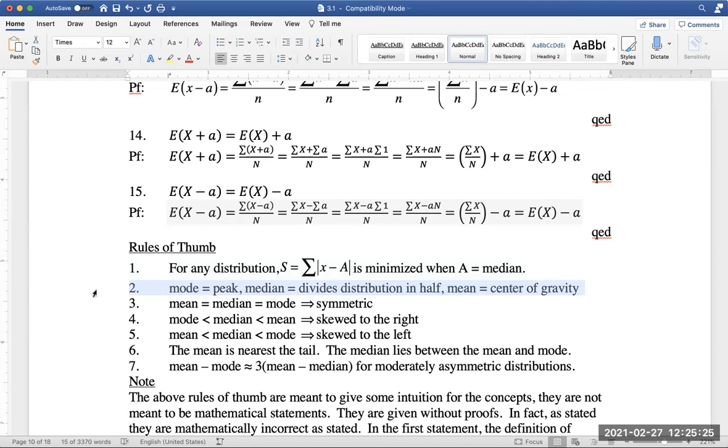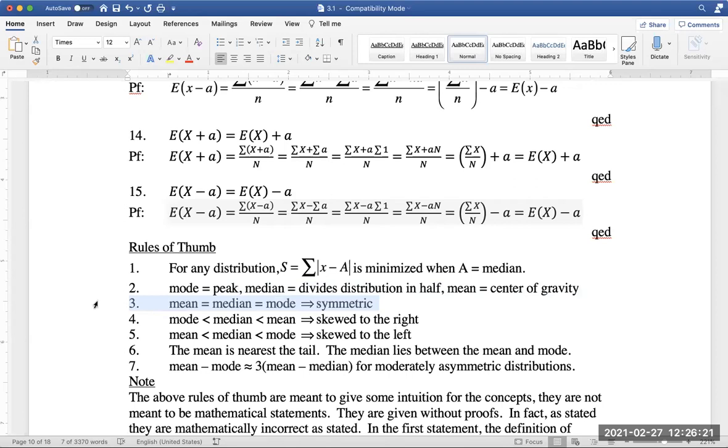Mean, the mode is the peak. The median divides your distribution into two equal halves. Your mean is the center of gravity. So let's say you have a couch, and you try to balance your couch on the tip of your finger, you're really strong. The place where you're able to balance your couch is called the center of gravity. And so the mean is that point. It is the point where if you try to balance your distribution on that little point, it would balance.